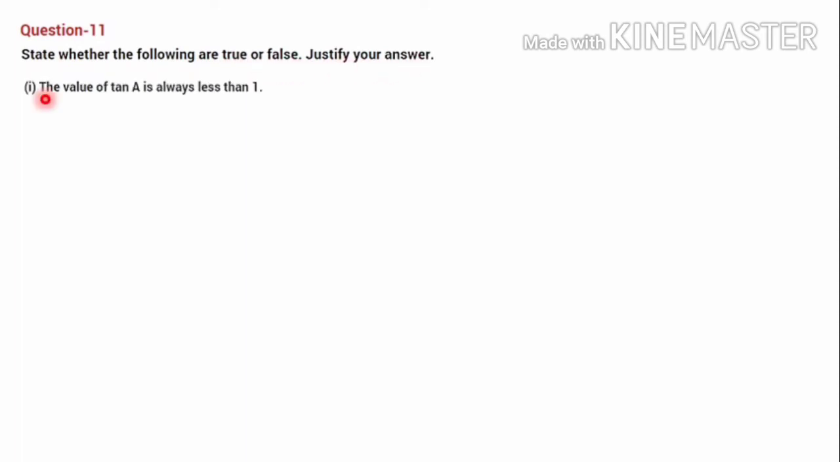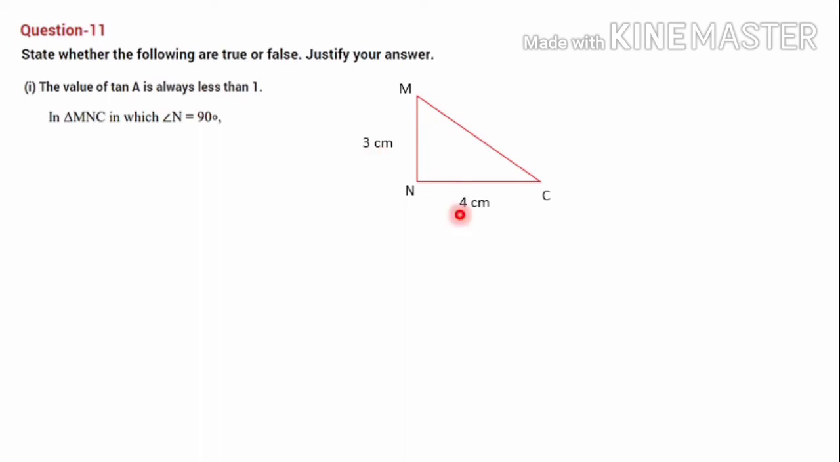Next, we shall discuss question number 11. State whether the following are true or false. Justify your answer. The first statement is the value of tan A is always less than 1. Consider a right triangle MNC right angled at N. Let's take a right triangle MNC right angled at N. And take two sides MN and NC as 3 cm and 4 cm. If you know two sides of a right triangle, by using Pythagoras theorem, we can calculate the hypotenuse or any other side.